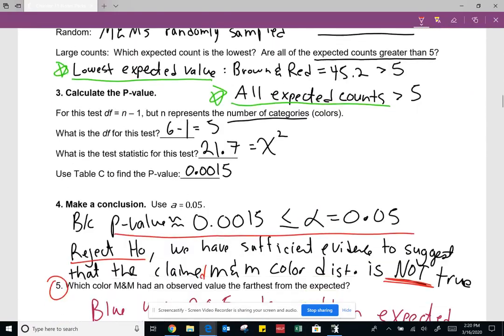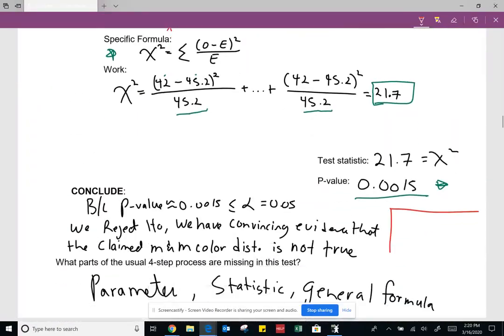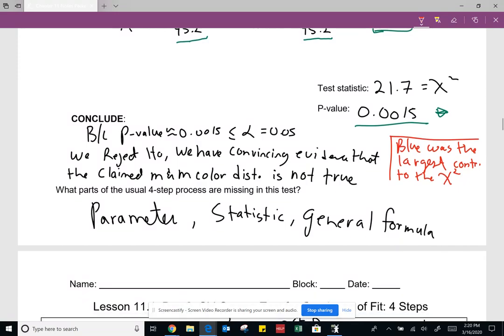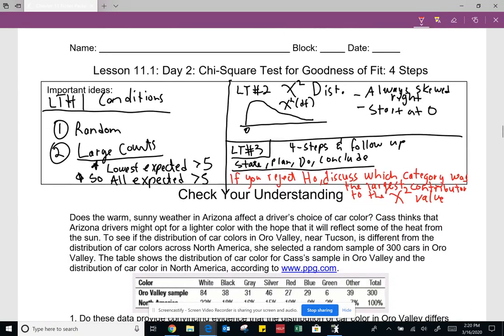And so just mentioning that at the end is a great way to show the readers or the graders that you know what's going on. So I'll finish this up with: blue was the largest contributor to the chi-square value. Just a nice follow-up at the end of our hypotheses like that.